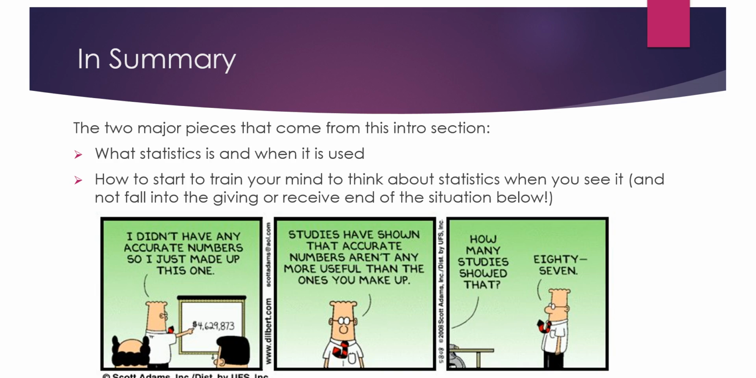So here is a Dilbert comic. The first one says, I didn't have any accurate numbers, so I just made this one up. Studies have shown that accurate numbers aren't more useful than the ones you make up. How many studies showed that? 87. So in this case, it's all just meaningless information. But a lot of times, if they weren't saying, hey, I just made this up, I would say, hey, where did that number come from? And then they would need to give me evidence to support that. So again, short of being paranoid, question everything.